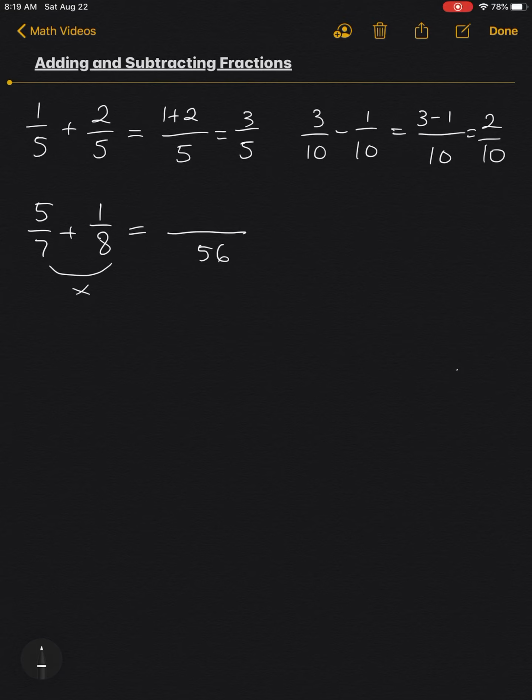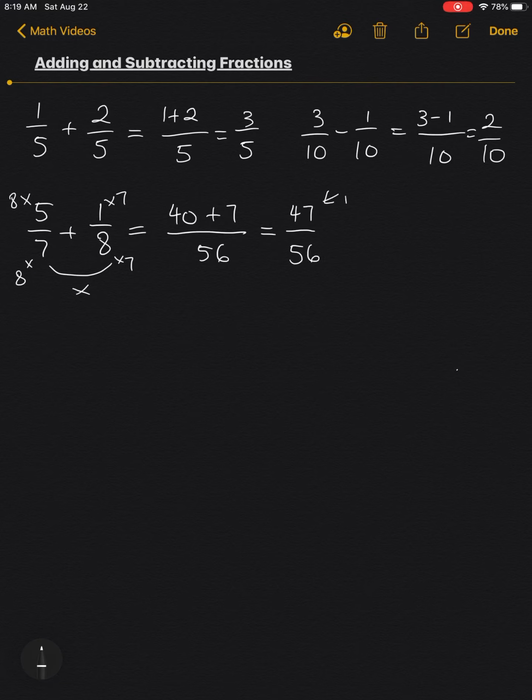So here we have 7 times 8 gives us 56. Whatever we do to the bottom fraction, we have to do the same thing to the top fraction. So we're going to take 8 and multiply it by 5. So we now have 40. Next, we have 8 times 7 gives us 56. Whatever I do to the bottom number, I have to do the same thing to the top number. So that's 1 times 7, which gives me 7. So after I add the top numbers, I now have 47 out of 56.